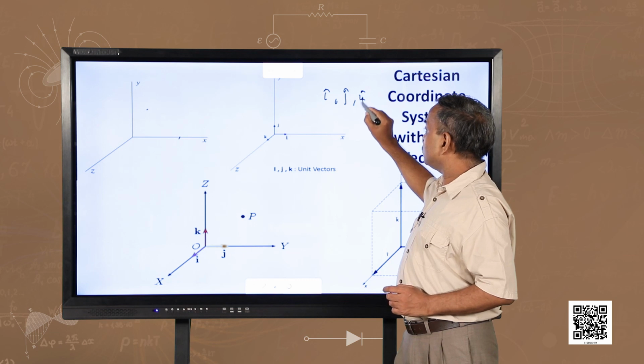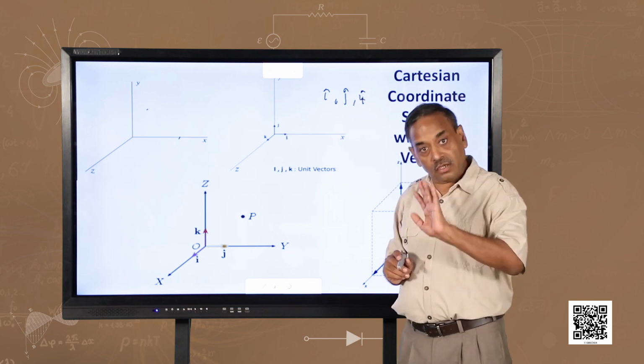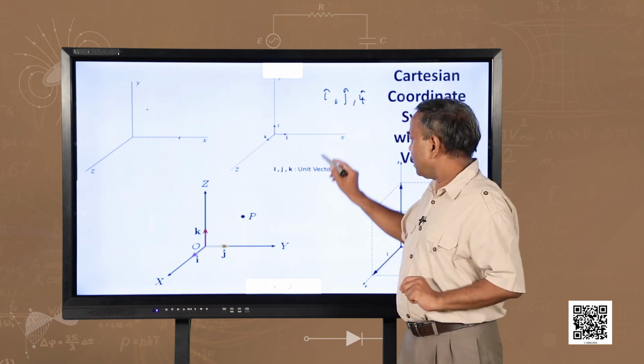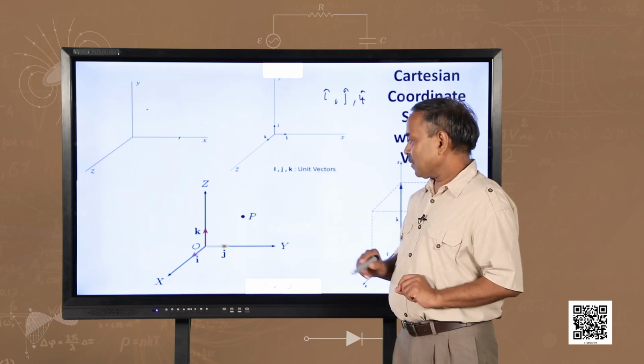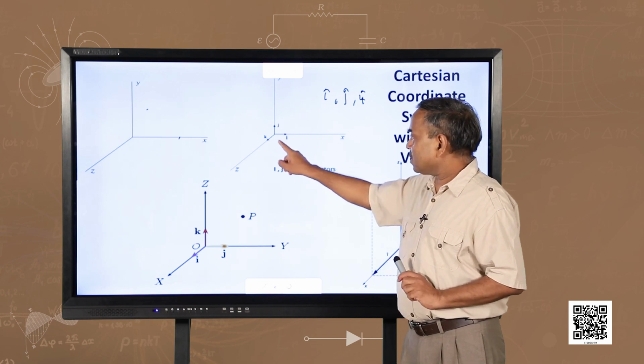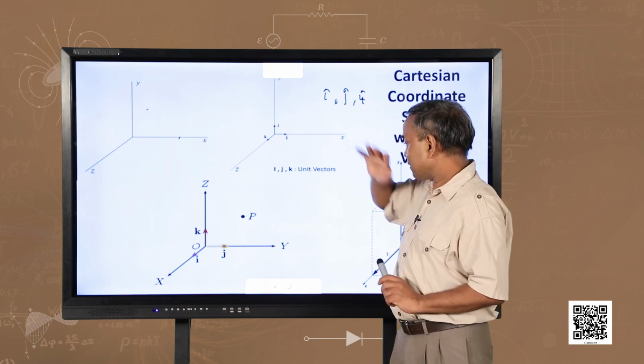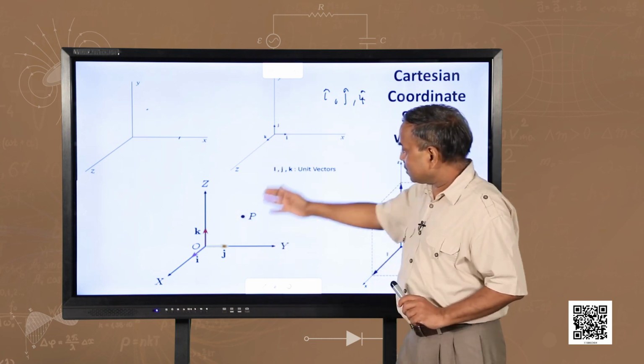In some books you may find it written as i, j, k with the cap. While writing, we write the unit vectors with the cap notation. Do not worry, both are the same. Here I have just used capital letters. So, this is how we define unit vectors along the x axis, y axis and z axis.